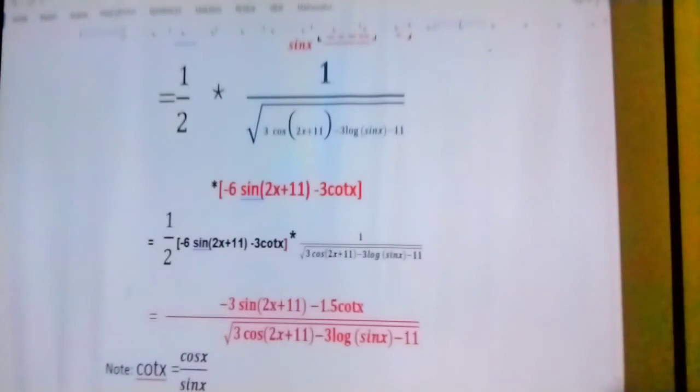See now how to simplify this again. This is very important. Minus 6 sin(2x+11) minus 3 cot x divided by 2 gives what? 6 by 2 is 3, so minus 3 sin(2x+11), and 3 by 2 is 1.5 cot x. The 2 is adjusted with this, so 2 won't come again. Since minus 6 sin(2x+11) minus 3 cot x is adjusted with 2, that is what comes as the numerator. The denominator part has no change, so I put the same thing. In the place of cos x by sin x, I put cot x.